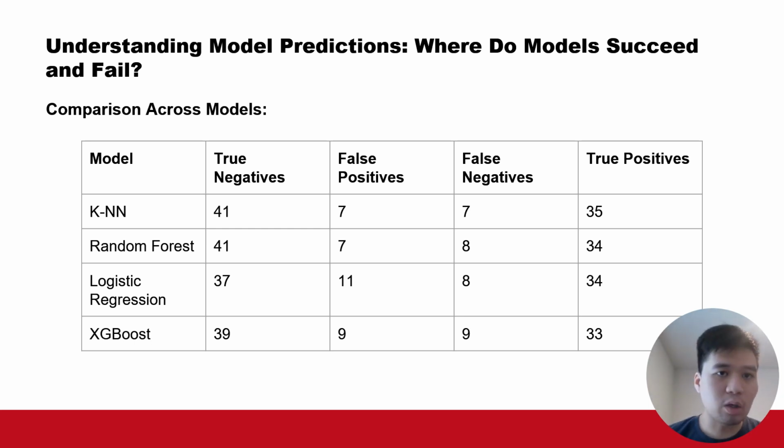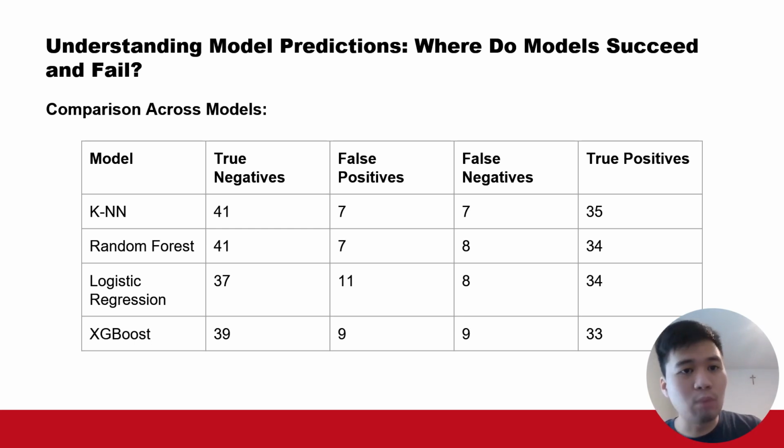Now, KNN correctly identified 41 patients not having the disease. These are true negatives. It also correctly identified 35 patients as having the disease. These are true positives. So far, so good. But it made 7 false positive errors. That's 7 healthy patients it incorrectly flagged as having the disease. In clinical terms, these patients would undergo additional testing, maybe a stress test or an angiogram, only to find out they're actually fine. This creates anxiety and cost, but it's not catastrophic.